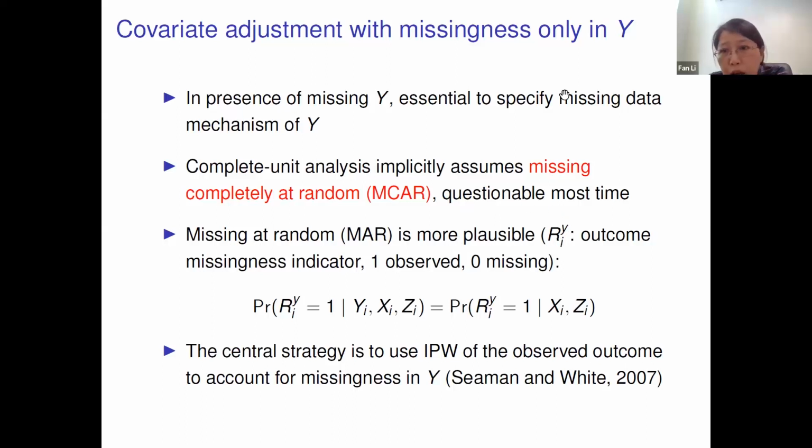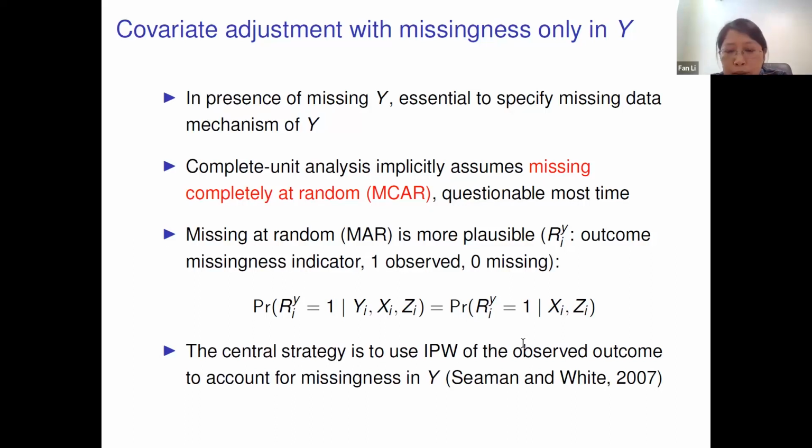Here I'm talking about missingness in Y, so I need another indicator. The missing data indicator I call RY, for outcome missingness indicator. Normally we assume it's missing at random. Basically, the missingness doesn't depend on Y itself, only on the observed covariates and the treatment. So the central strategy, of course, is just to use the IPW. If you have missing Y, what should you do?